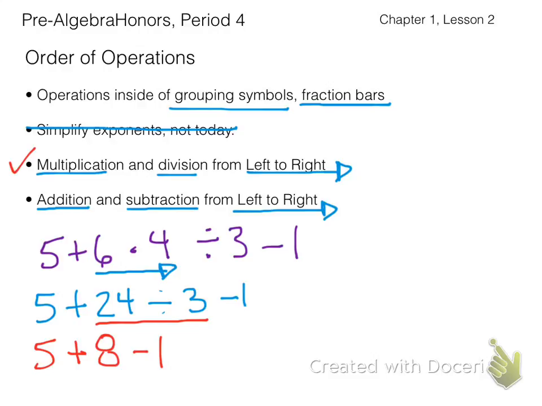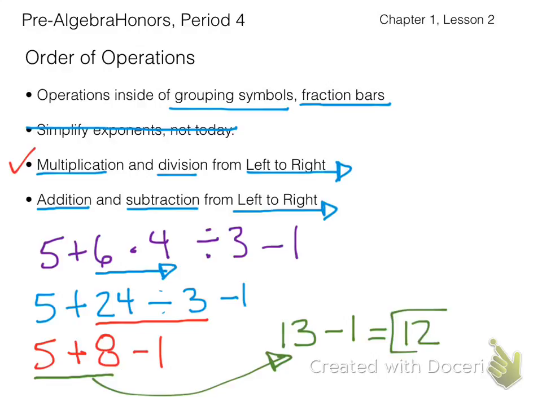Now it's time to deal with the adding and subtracting from left to right. So from left to right, I need to take care of 5 plus 8. 5 plus 8 is 13. So that's that right there. And then I still have the minus 1. Well, 13 minus 1 is 12. All right? So you got to make sure you have all of this in your notes because that was an example problem. All right, guys, that concludes my little lecture.